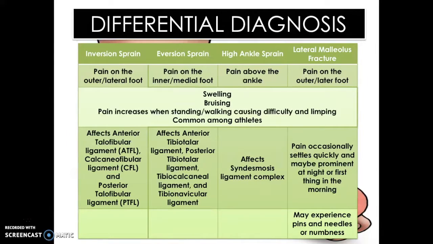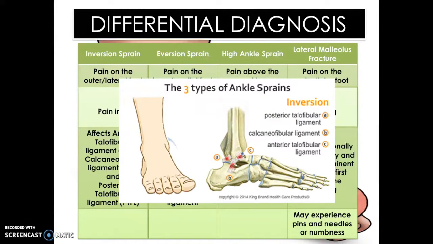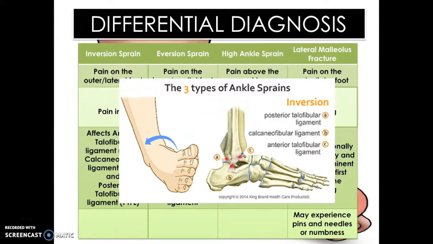Pain occasionally settles quickly and may be prominent at night or first thing in the morning. The patient may also experience pins and needles or numbness. Further similarities are swelling, bruising, and pain that increases when standing or walking, causing difficulty and limping, and it is common among athletes. Here is a GIF to show the differences of the high ankle sprain, inversion sprain, and the eversion sprain.